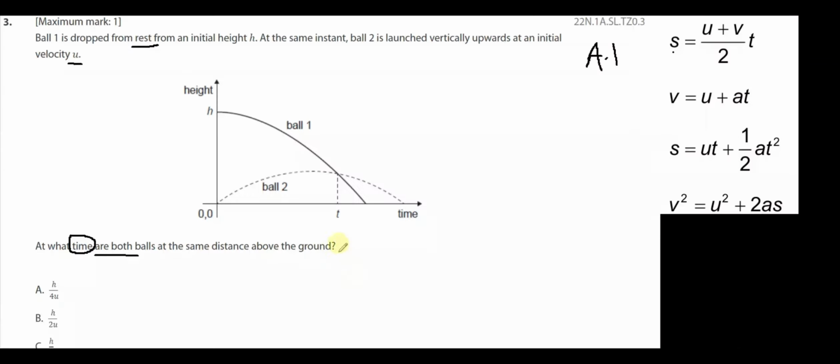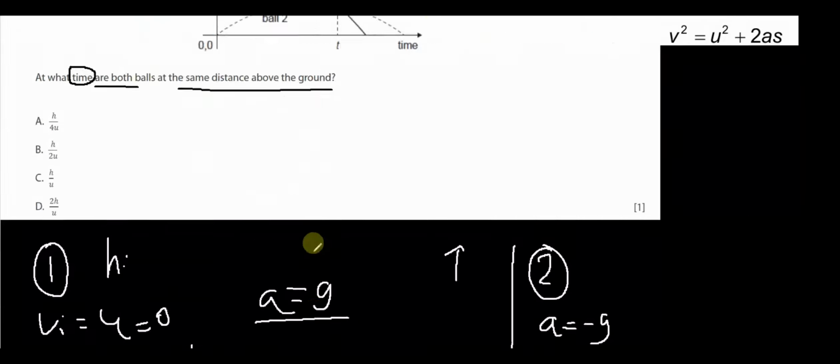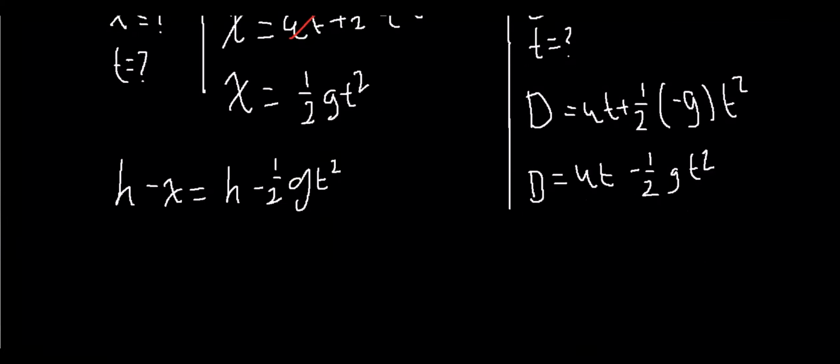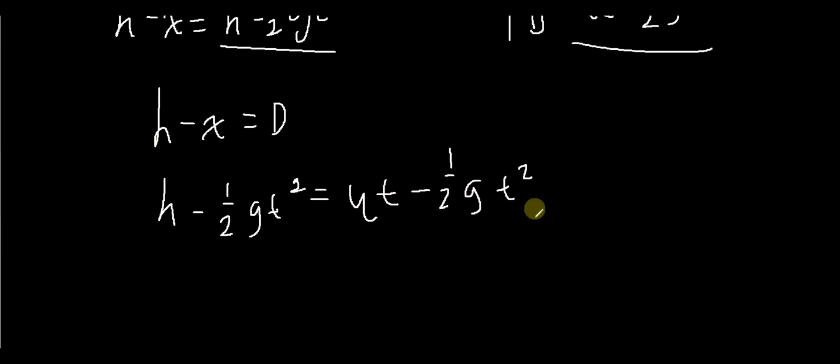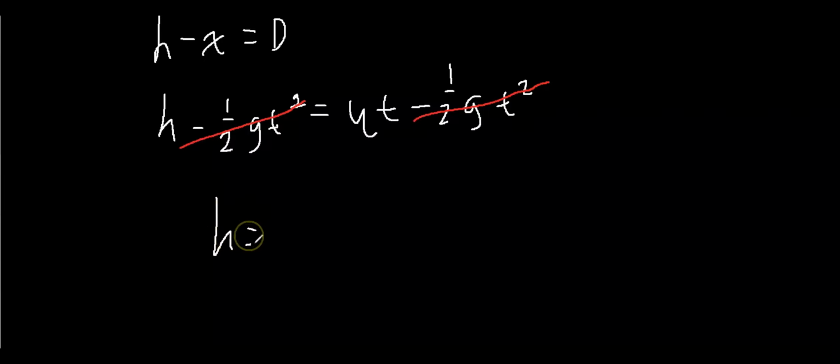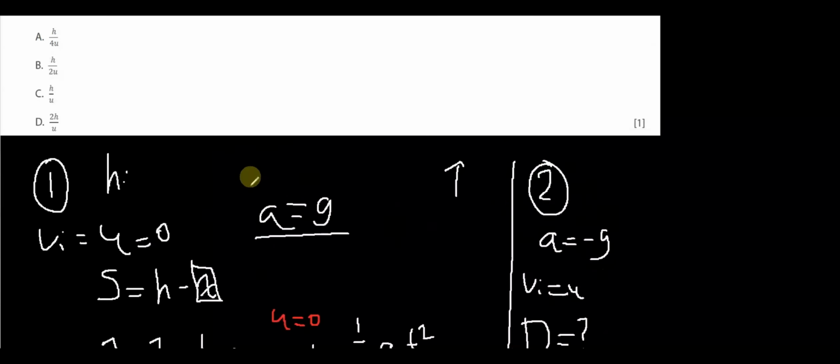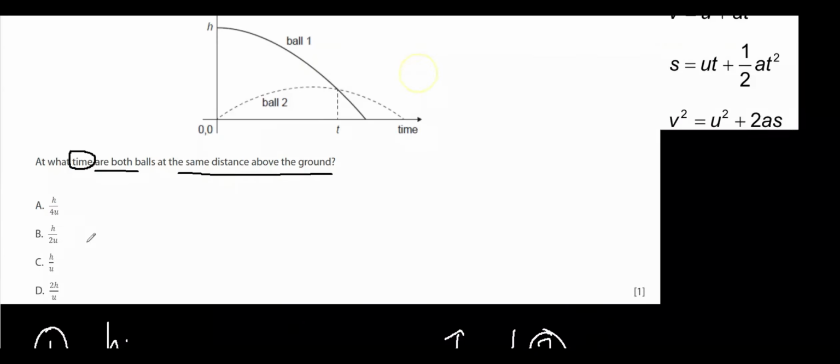So now that we have this displacement in general, we can see that they want the time when they're both the same distance above the ground. So now we have the displacement for both of them, i.e. it would be when h minus x is equal to d. And now we have these two equations from here. So we can write, and now you can see that these will be cancelling out. So finally we get that h is equal to ut, and to define in terms of t, t is equal to h over u, which corresponds to option C.